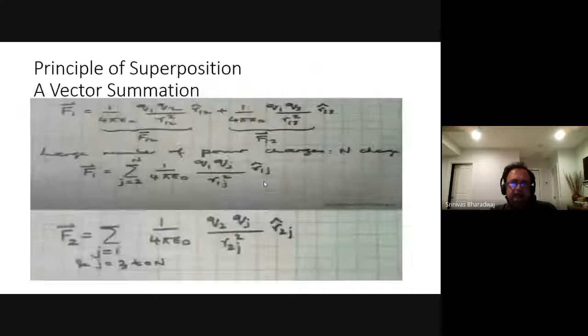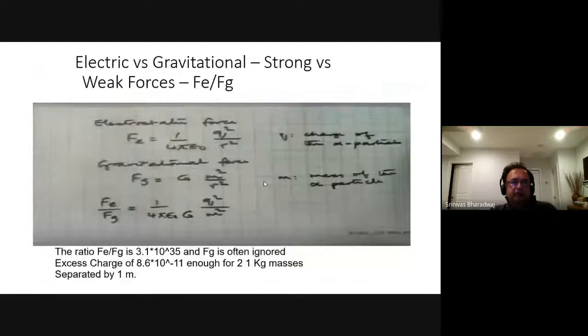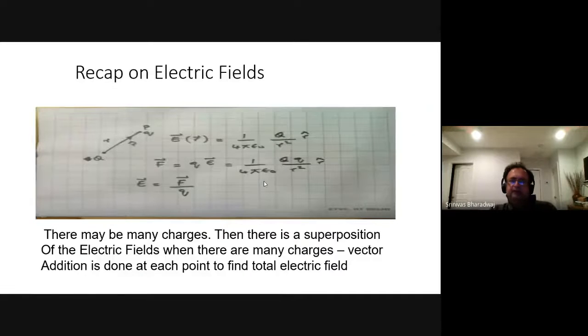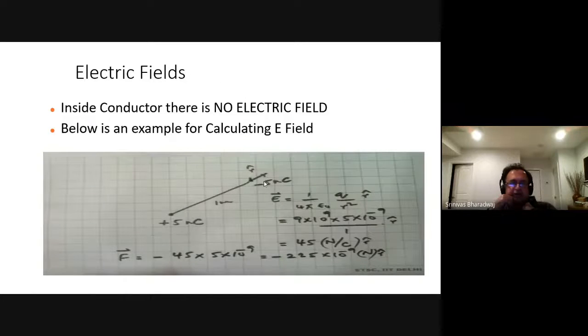Okay. So now once you've done this, you've understood the principle of superposition, understood how vectors are added. Remember that electric force is much stronger while gravitation is much weaker, right? And therefore, you then understand electric field, which is the force experienced by a unit charge. And if there are multiple charges, what is the field at a particular point is again a superposition principle. Just add the vectors, right?